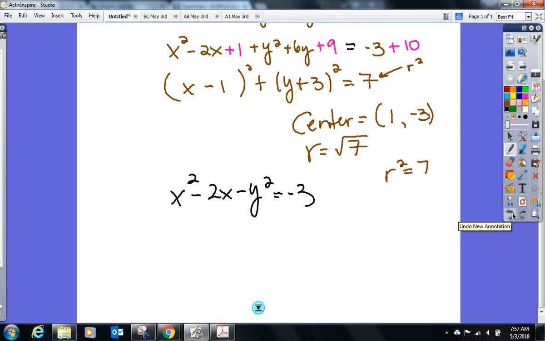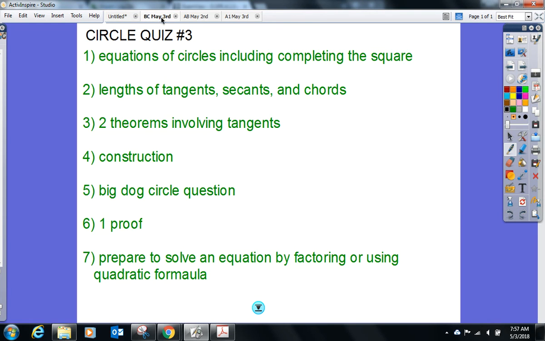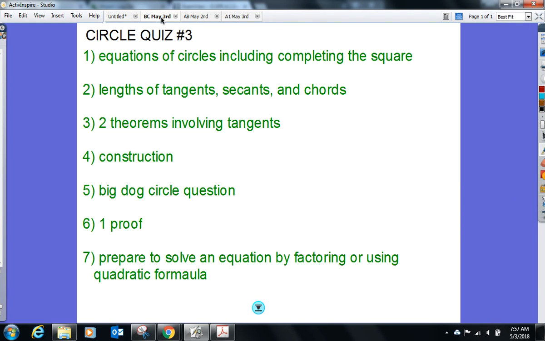Okay. Anything else? Good questions here. Before we get to any proofs, anything else you want me to touch upon? What's up, Madeline? Let's roll. You want to do one? Okay.